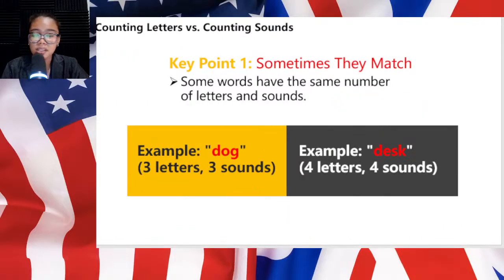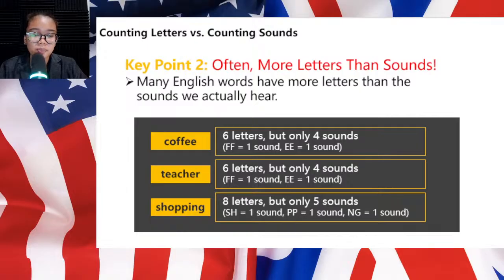And then counting letters versus counting sounds. Sometimes they match. Some words have the same number of letters and sounds. For example, dog has three letters and also three sounds: the sound of the letter D, next is O, and the last one is G. So for some words, the letters and sounds really do match. Another example is desk: four letters, four sounds.